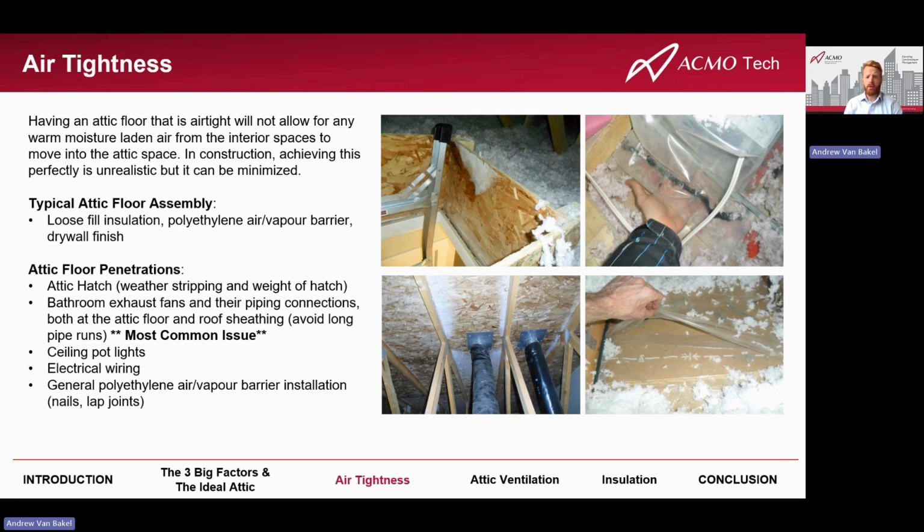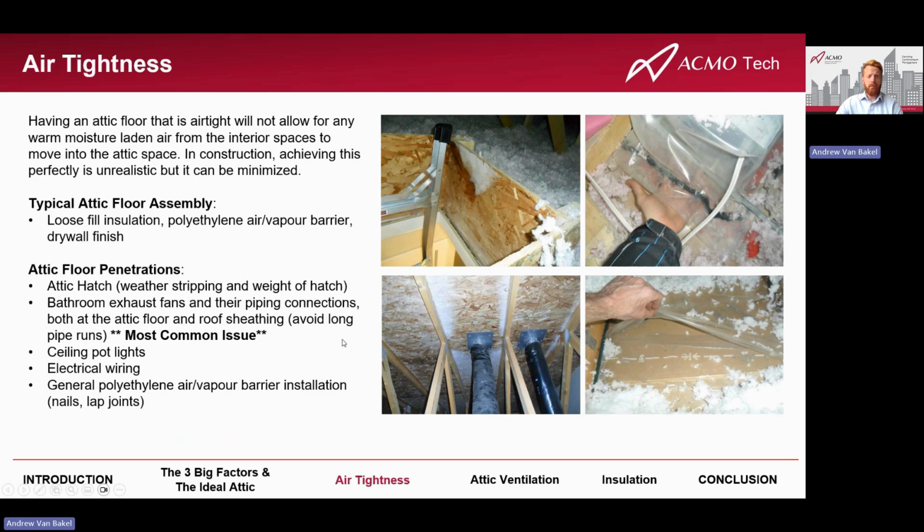Your typical attic floor assembly is you have your drywall ceiling, and above that you have your air vapor barrier, which is that polyethylene sheet. And then above that you have your loose laid insulation. Some common penetrations in the attic floor can be your hatch. Normally that has a seal, and then there's weighted insulation on the top of it to actually compress that seal. You see in the top left photo here, we have frosting around the frame of the hatch due to air leakage.